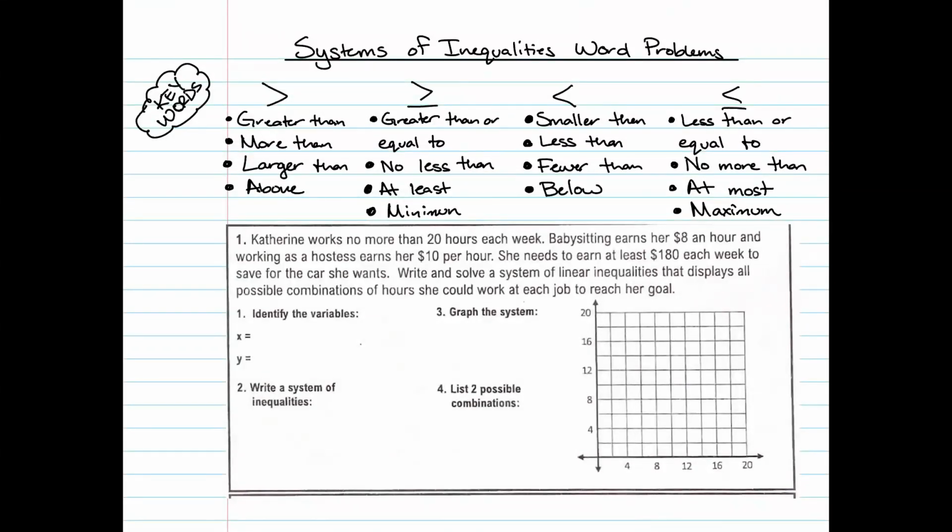So these are going to be some key words that we're going to be focused on. Anything that sounds like greater than, more than, larger than, or above, we're going to be using this symbol. And anything that says greater than or equal to, no less than, at least, or minimum of, we're going to be using the greater than or equal to symbol. If it sounds like smaller than, less than, fewer than, or below, we're going to be using the less than symbol. And then finally, if you have a less than or equal to, no more than, at most, or a maximum of, you're going to be using this symbol right here.